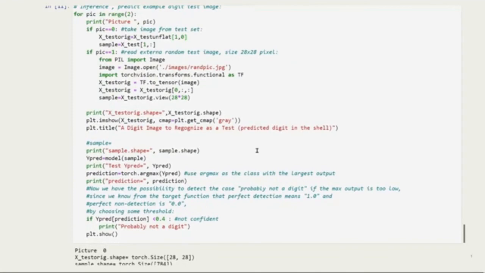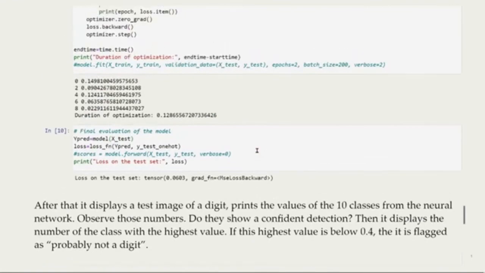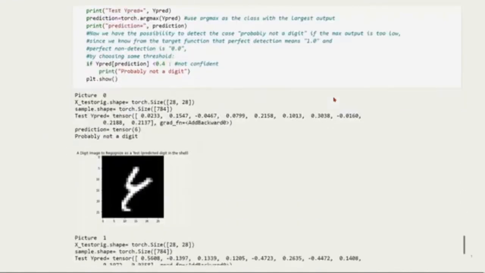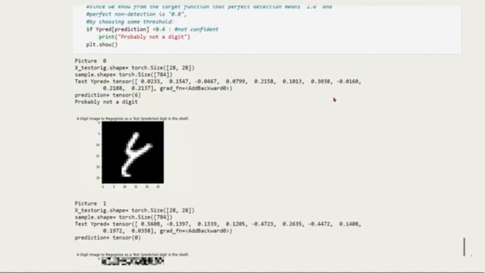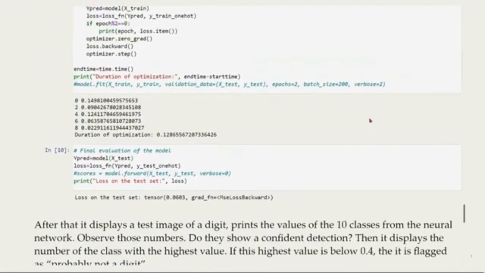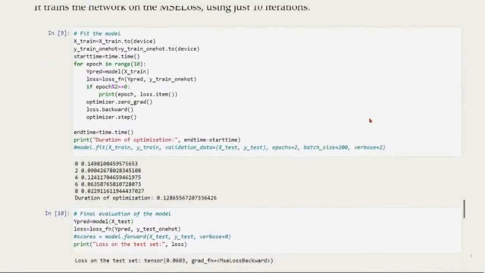And of course, this is a very simple example, a very simple network architecture. We use just 10 iterations, but we can get a lot of interesting concepts and basic intuitions using this kind of simple example.